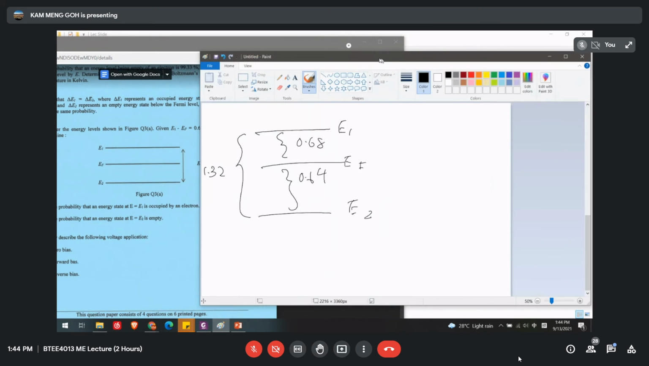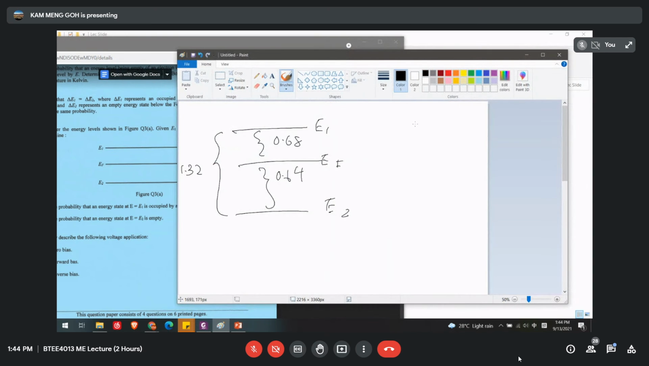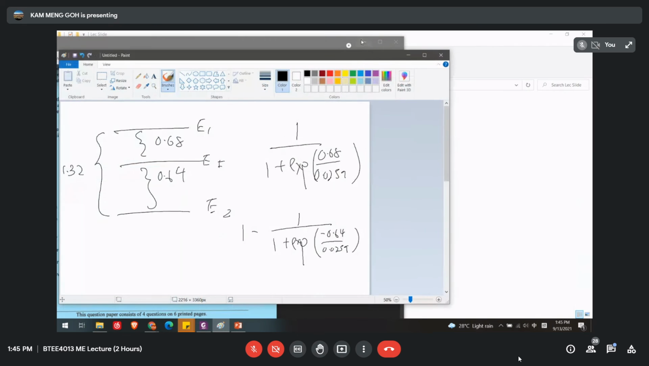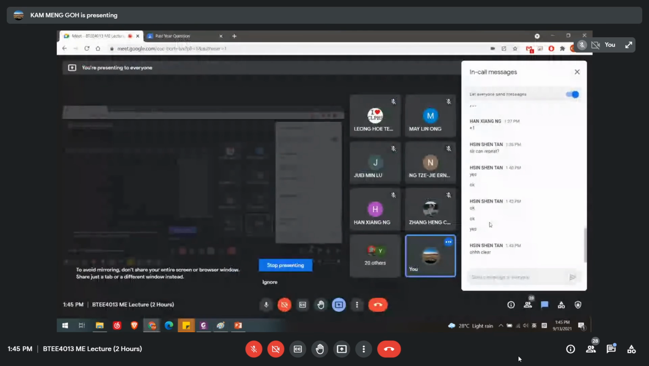Then you are going to use both of the formula. 1 plus exponential, so E minus EF, in this case 0.68 over KT. So this T is in the 300K, so we can directly use the 0.0259 to get our answer. For the second one, we need to use 1 minus 1 plus exponential. Since this one is below 0.64, this is negative 0.64 over 0.0259 to get the correct answer.